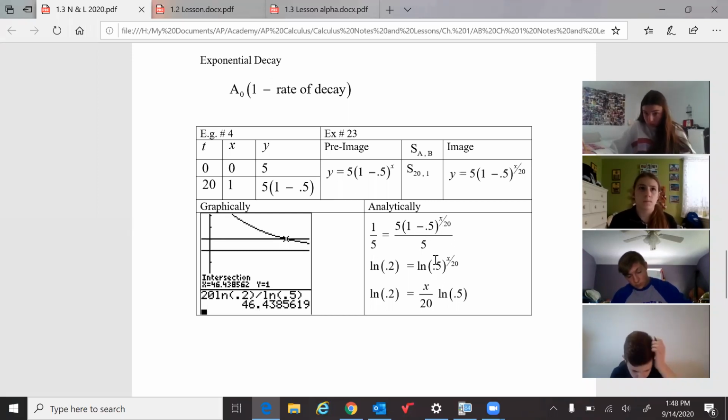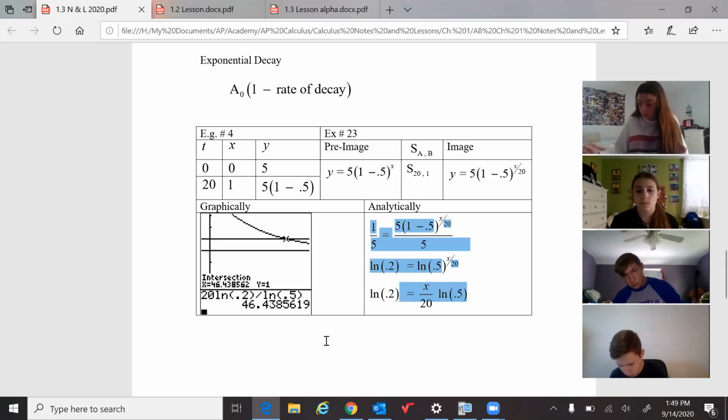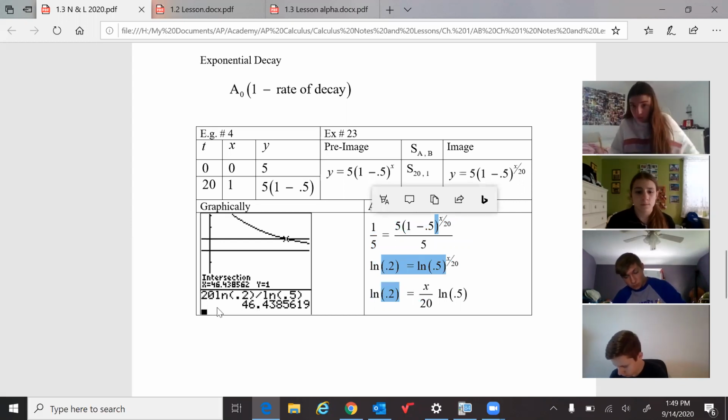1 take away 5/10 is 5/10. That was there to prompt me: x divided by 20. A property of logarithms is I can bring this exponent out front. So that prompts me to take the natural log of both sides, which allows me to go from here to here. And then what's x? X is this over here, 20 ln 2/10 divided by ln 5/10.